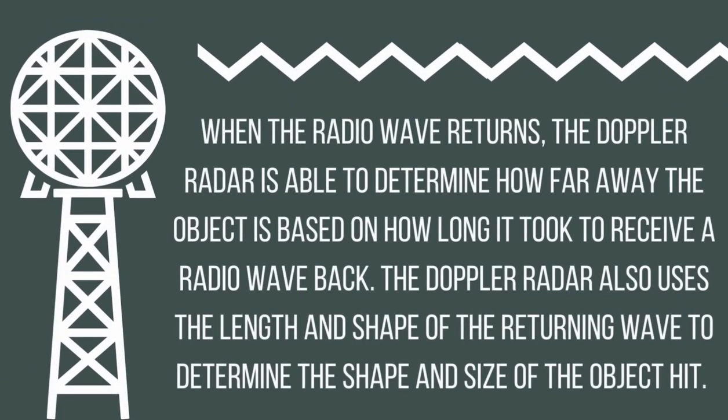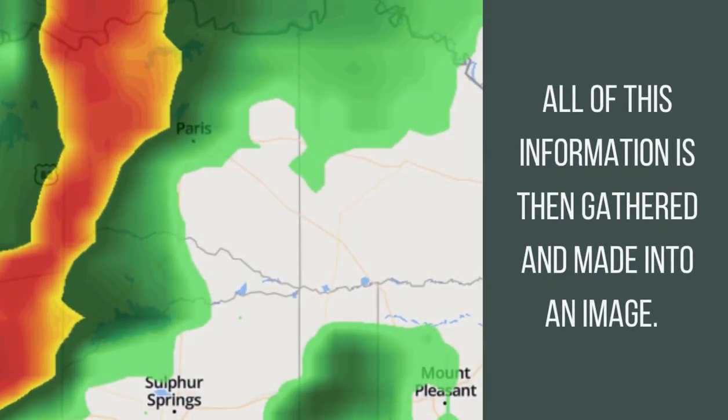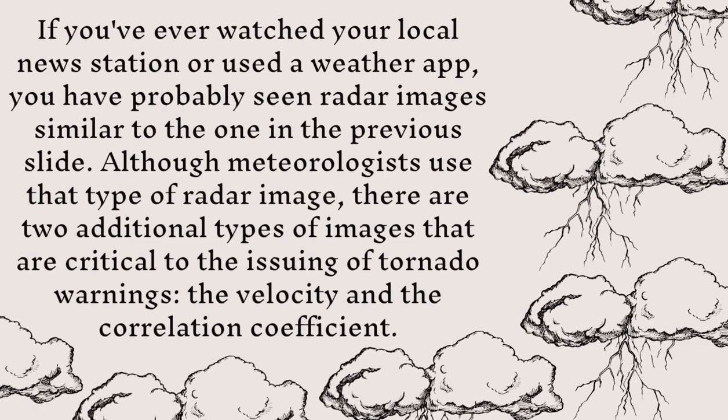When the radio wave returns, the Doppler radar is able to determine how far away the object is based on how long it took to receive a radio wave back. The Doppler radar also uses the length and shape of the returning wave to determine the shape and size of the object hit. All of this information is then gathered and made into an image. If you've ever watched your local news station or used a weather app, you have probably seen radar images similar to the one in the previous slide.